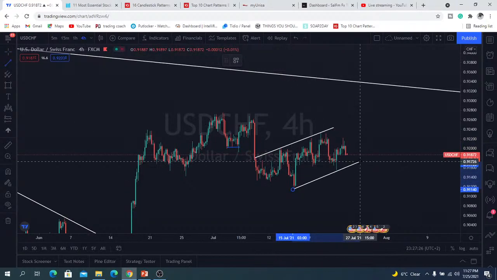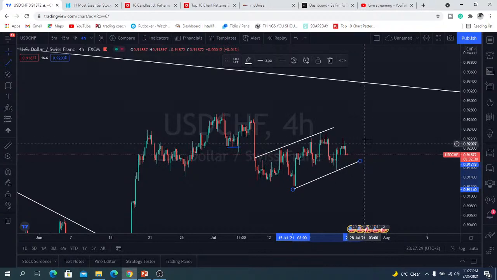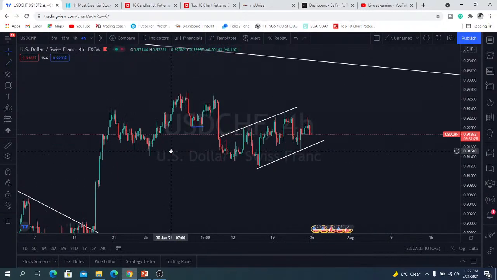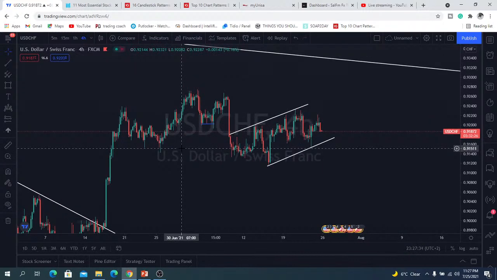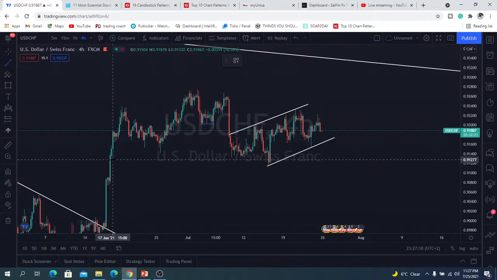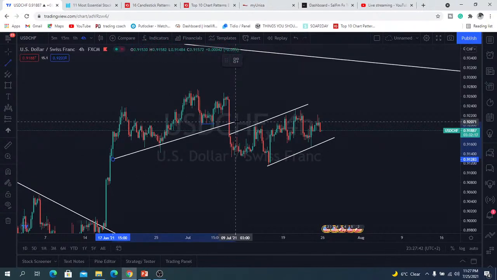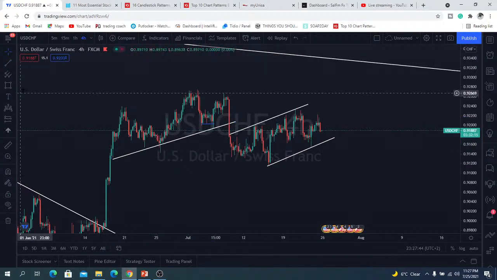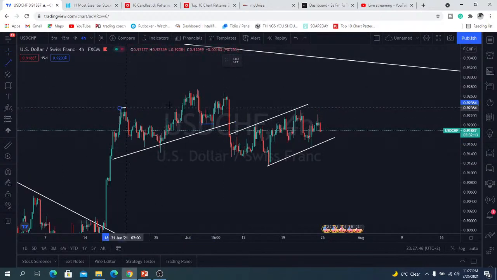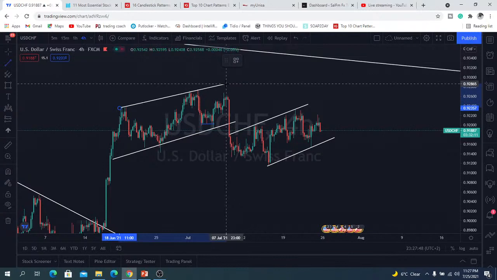So what I normally do is I trade the breakout and the rejection. One thing that I'm not good at is the continuation. At some point, I don't have the patience to go in with the continuation. So when it rejects, I'm in. When it breaks out, I'm in.